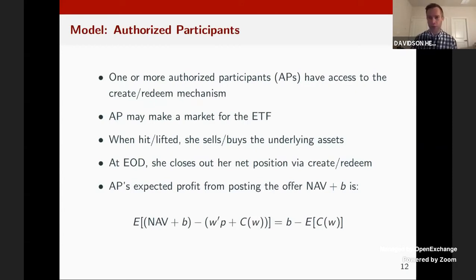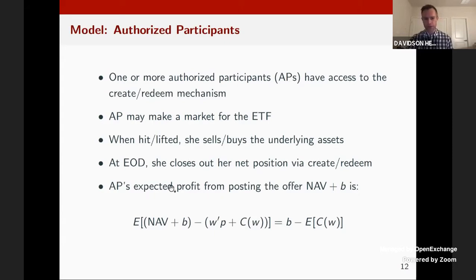In the model, there's one or more APs, authorized participants, who are granted access to the create-redeem mechanism. The AP, on any given day or in any given microsecond increment, may, but is not compelled to, make a market for the ETF shares. They post a bid and an ask if they do. And when they get hit or lifted, they sell or buy respectively the underlying assets. And at the end of the day, the net position gets closed out via the create-redeem mechanism.